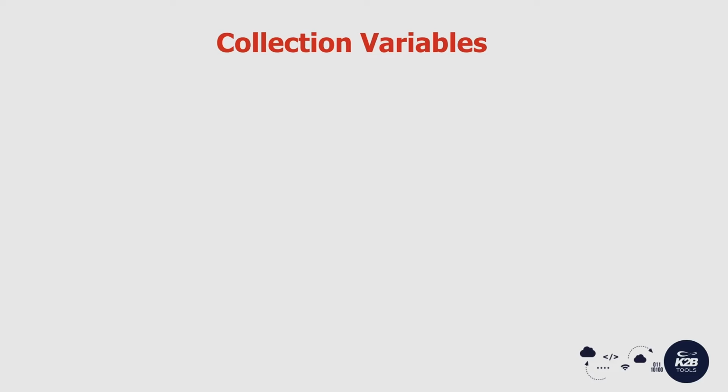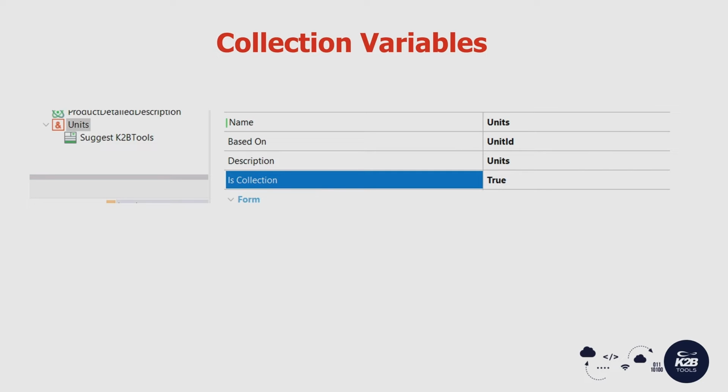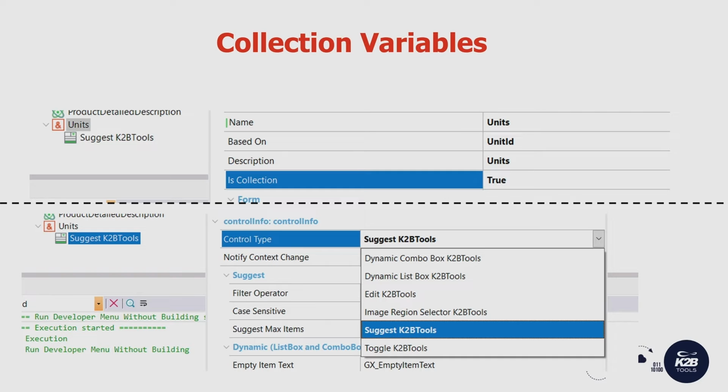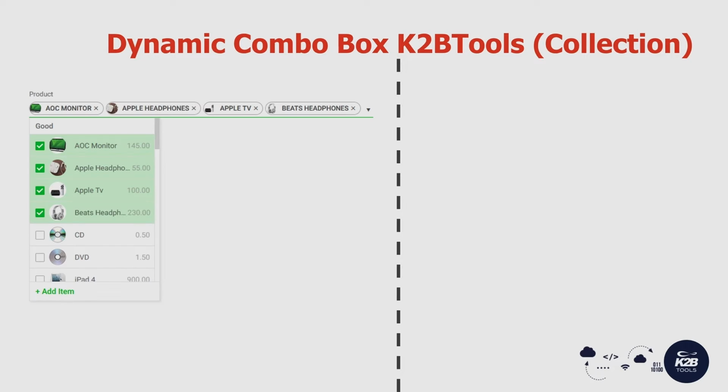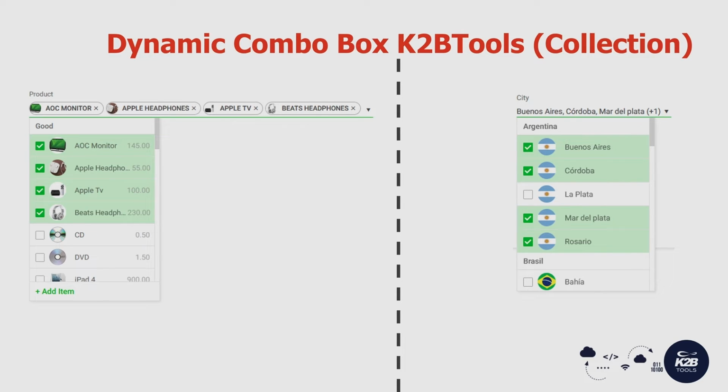And another thing that we've been working quite a lot on this last year is these collection variables. If you don't have a collection variable, what you're going to get is a grid. In K2BTools, what we did was we tried to use control types to define collection variables. So it is possible in that instance to have a property that is called isCollection. And if you select that as true, that will allow you to choose from these different types of controls that you can see below. So for instance, if you choose the dynamic combo K2BTools, you can have a combo with a checkbox. So you can choose from that with different previews.